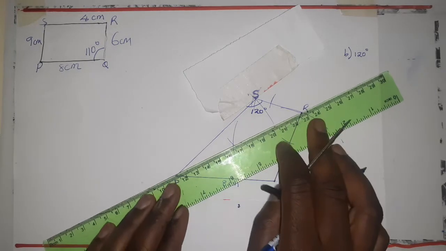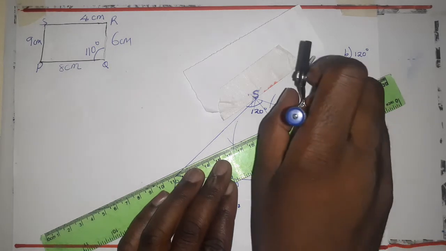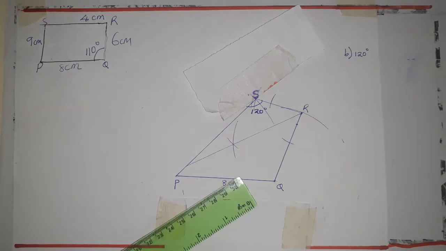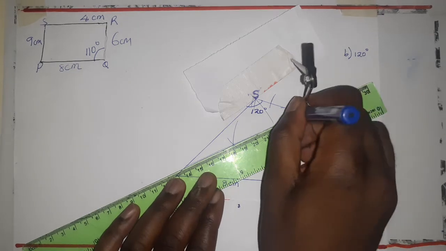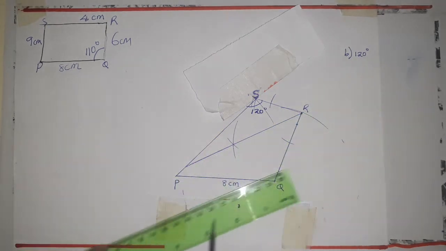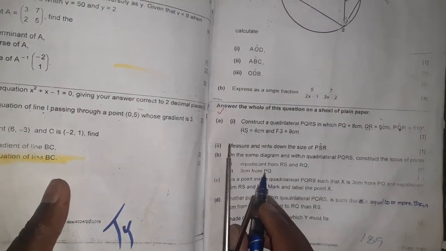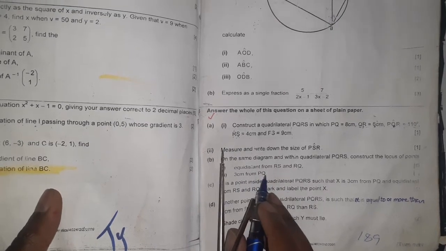Remember the question was saying within the quadrilateral. So this is the locus, within the quadrilateral. Then the next one. Come back to the question. What is it saying? The next one is saying 3 centimeters from PQ.